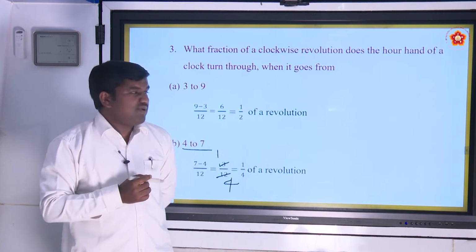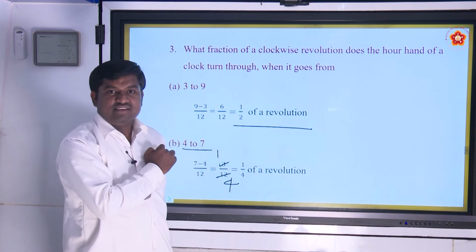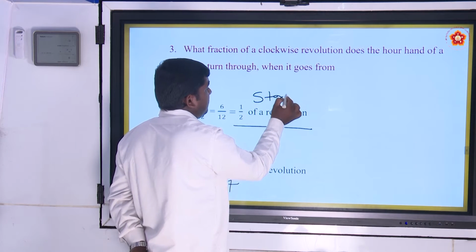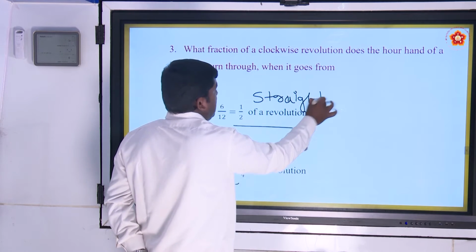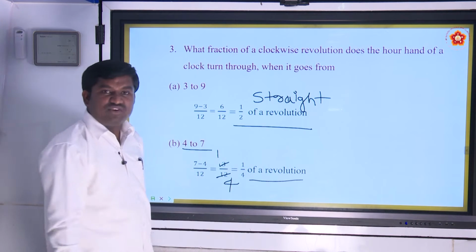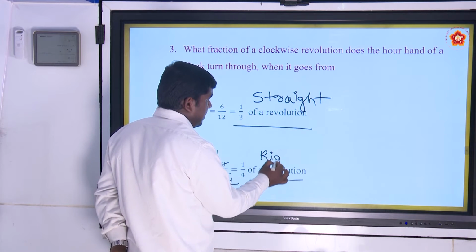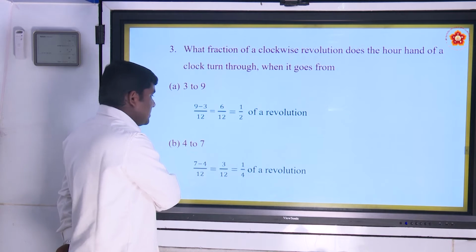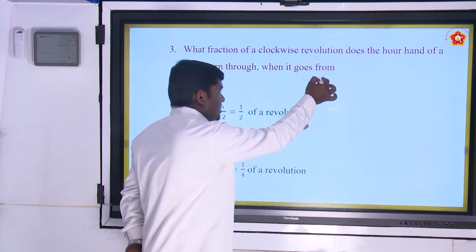Can you just remember half of a revolution? What is the angle for half of a revolution? Very good, that is a straight angle. Next, for 1 by 4th of a revolution? Yes, that is a right angle. Very good. But another method is also there to find this. We will learn that.